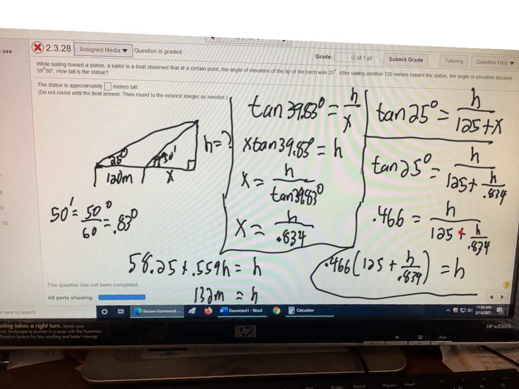I multiply each side by the denominator, and it'll be just h. And I distribute the 0.466 times 125, which gives me 58.25, and I'll multiply it here. I put 0.466 over 0.834, and that comes out to 0.559 h. There is an h here, equal to h. You want to subtract, I ran out of room, but you subtract that from each side and then divide, and I come up with about 132 meters. Hope that helps.